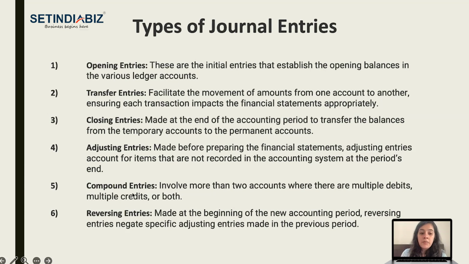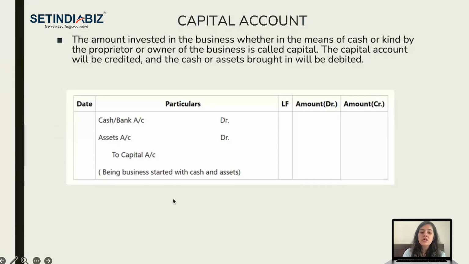Compound entries are when we club two or three entries together. It involves more than two accounts, where there are multiple debits, multiple credits, or both. So the entry which we just saw was a compound entry. We have three accounts involved here: cash, assets, and capital.